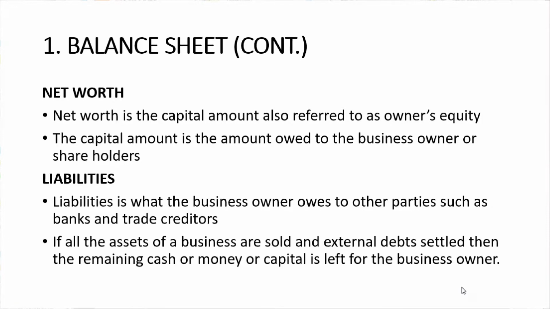Liabilities. Liabilities is what the business owner owes to other parties, such as banks and trade creditors, for example, agricultural companies. If all the assets of a business are sold and external debts settled, then the remaining cash or money or capital is left for the business owner.